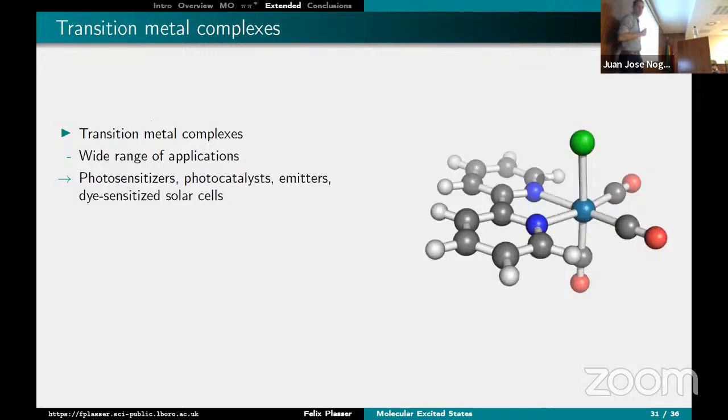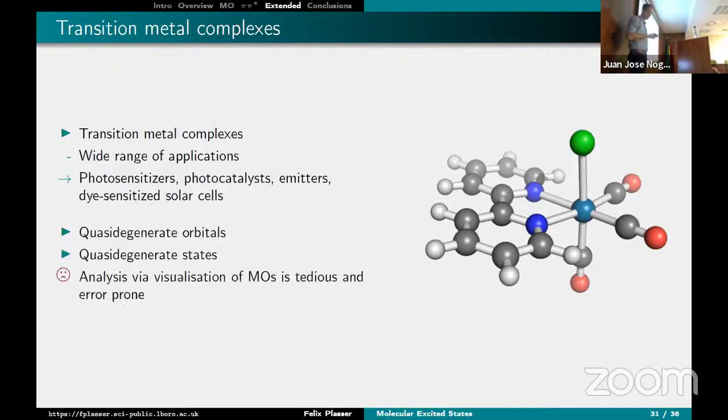So then transition metal complexes also go in this area where we can think about charge transfer states. And maybe first to think about why we care about transition metal complexes. Of course, we use them as photosensitizers, where they can transfer triplet excitation energy somewhere. Photocatalysts, where they might transfer an electron. Emitters, dye-sensitized solar cells, and so on.